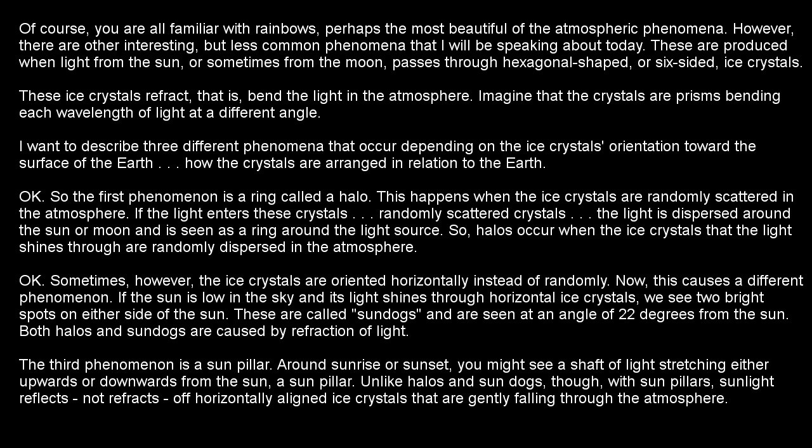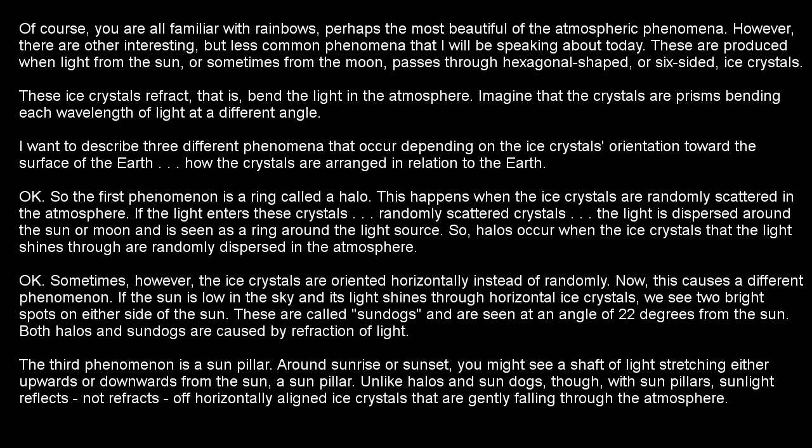These are produced when light from the sun, or sometimes from the moon, passes through hexagonal-shaped or six-sided ice crystals. These ice crystals refract, that is, bend the light in the atmosphere. Imagine that the crystals are prisms bending each wavelength of light at a different angle.